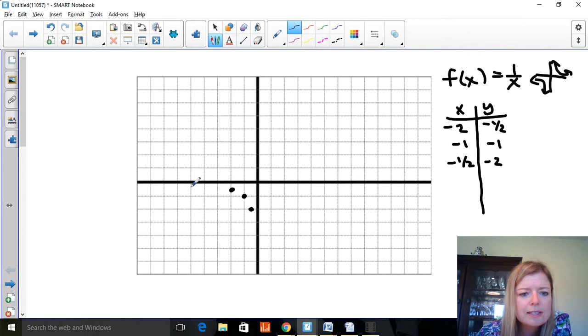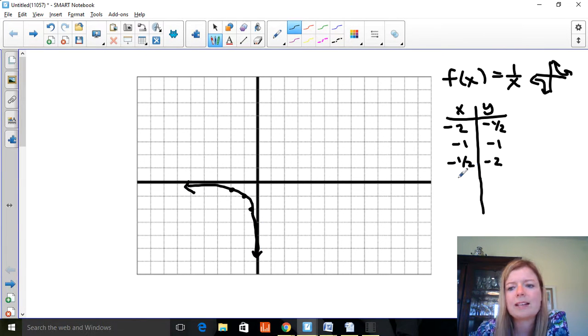Oh, it's approaching this asymptote here. And it curves down and approaches, oops, this asymptote down here. Okay. So x of 0 gives us a vertical asymptote because that would break it. So x equals 0 is a vertical asymptote.